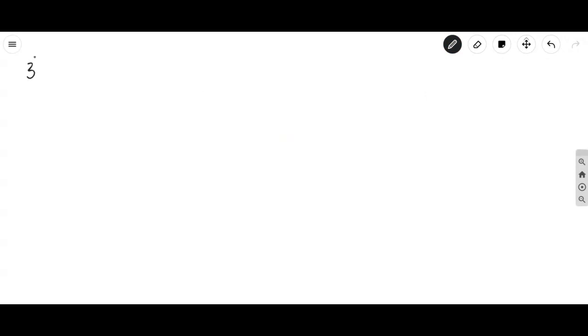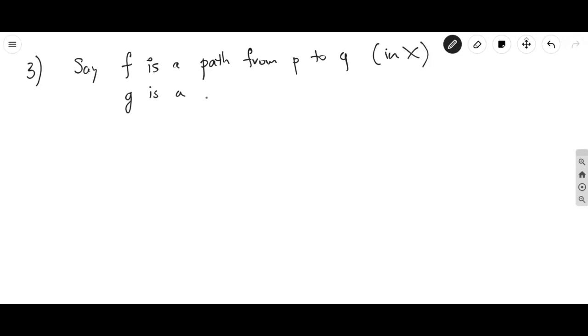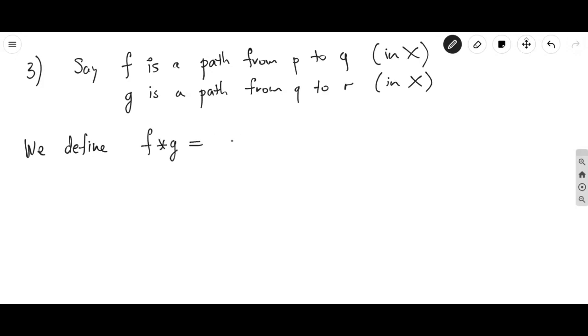So this is the third piece of notation. Say that F is a path from P to Q, and this is of course in some topological space X, and G is a path from Q to another point, let's call it R. This is again in X. We define F juxtapose G. So you read this as F juxtapose G. Juxtaposition is when you're putting two things next to each other.